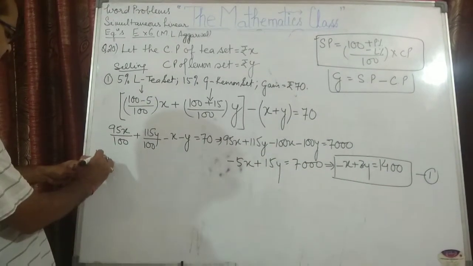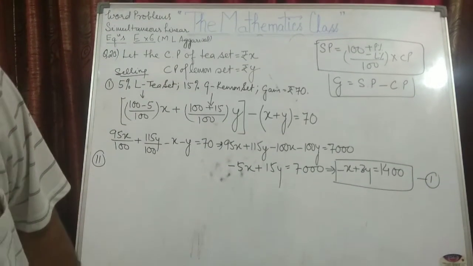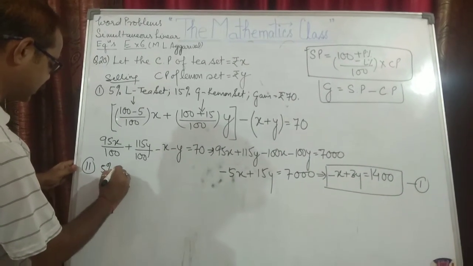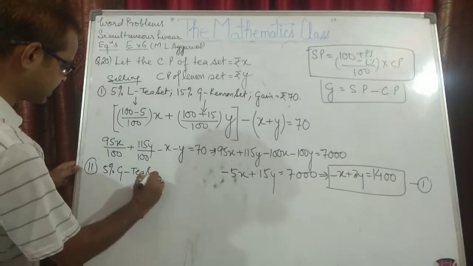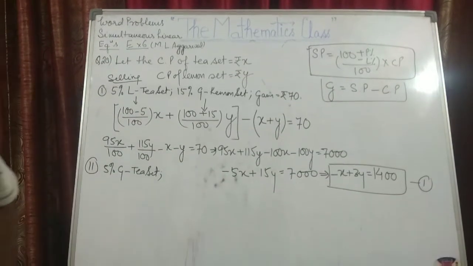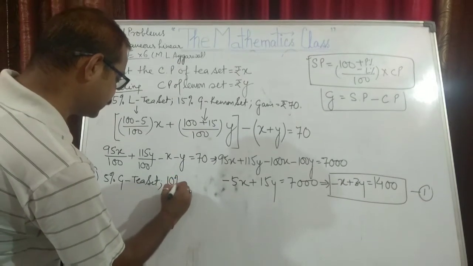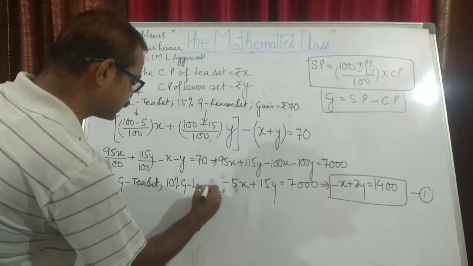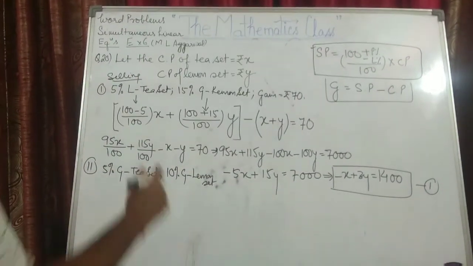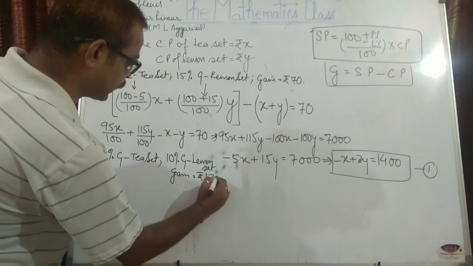Now the second case. What is the second case? I'll read it out for you. The second case is he sells the tea set at a gain of 5% and the lemon set at a gain of 10%. Then he gains rupees 130. So the final or overall gain is rupees 130.